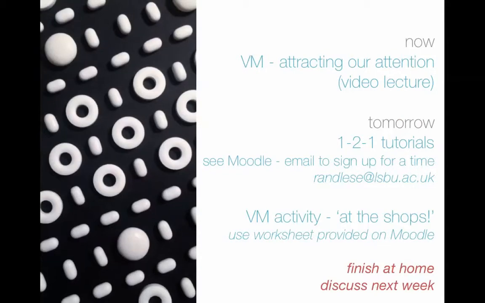So again, just to recap so that you're really super clear what's going on. You've got this video lecture to either listen to today or tomorrow, your one-to-one tutorials that you need to send me an email in advance to sign up for a time, and then you've got the visual merchandising activity with the worksheet available on Moodle. So there's those 3 things.